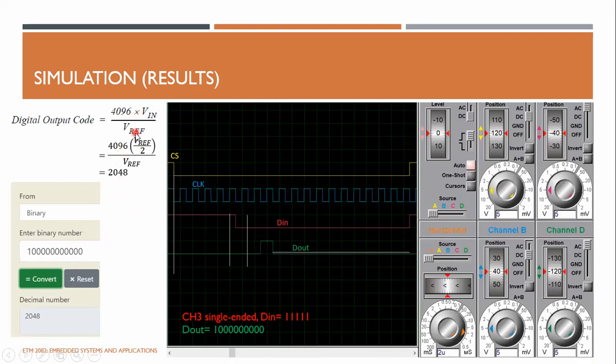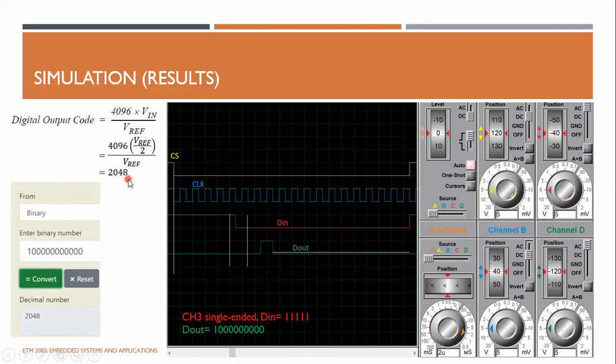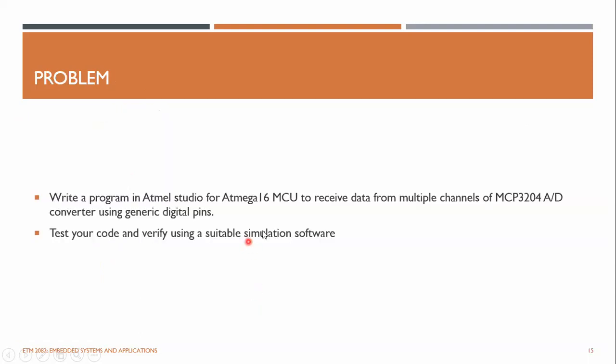You can back calculate and see whether the data that you receive is the one you expect theoretically, right? You know this voltage and you know what the converted value should be, and you know what kind of data you should receive. In that case, you can verify your code.